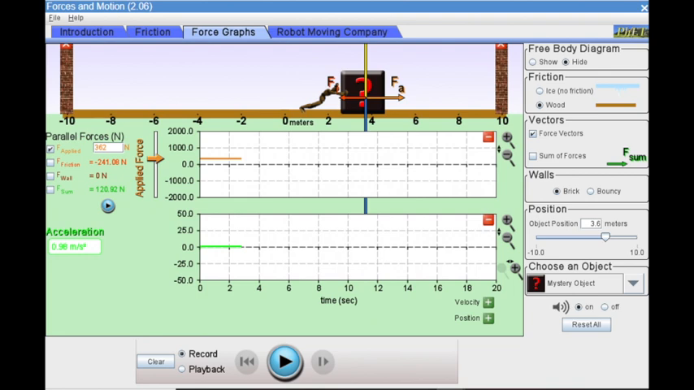When using the emulator, we noticed that when we applied 362 newtons of force to the mystery object, it started to move. So we can assume that this is Fs max. Also, thanks to the information that the emulator gives, we see that the friction is equal to minus 241.08 newtons. And also the emulator gives the acceleration, that is 0.98 meters over square second.